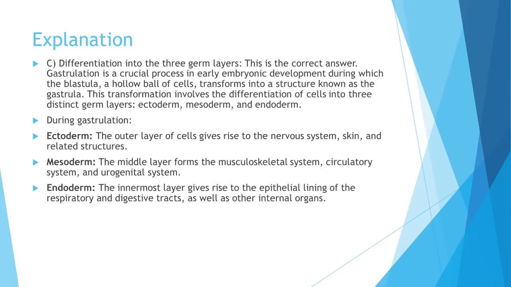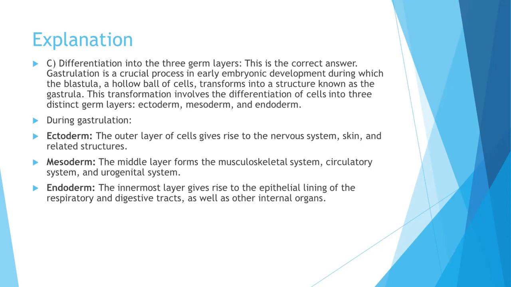So gastrulation is a crucial process in early embryonic development during which the blastula, a hollow ball of cells, transforms into a structure which is known as the gastrula. Now, this transformation involves the differentiation of cells into three distinct layers: ectoderm, mesoderm, and endoderm. The ectoderm is the outer layer of the cells which gives rise to the nervous system, skin, and other structures surrounding it.